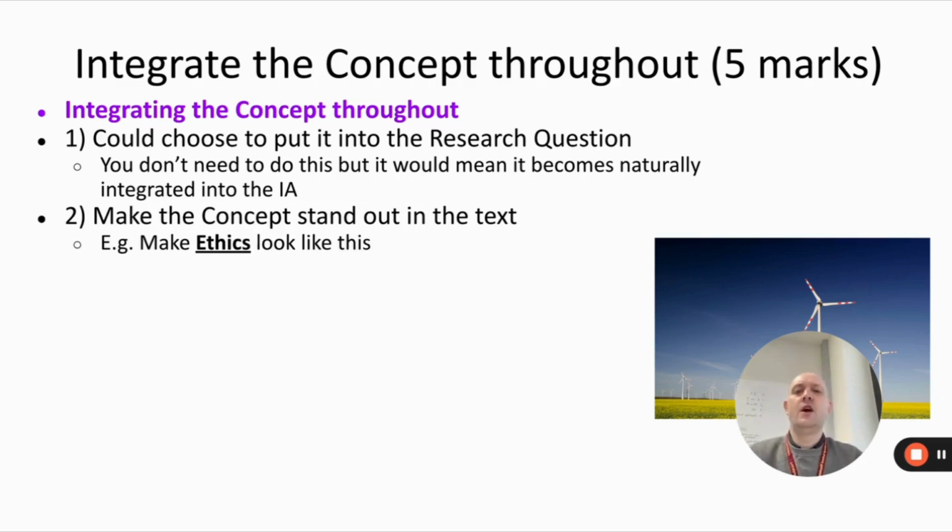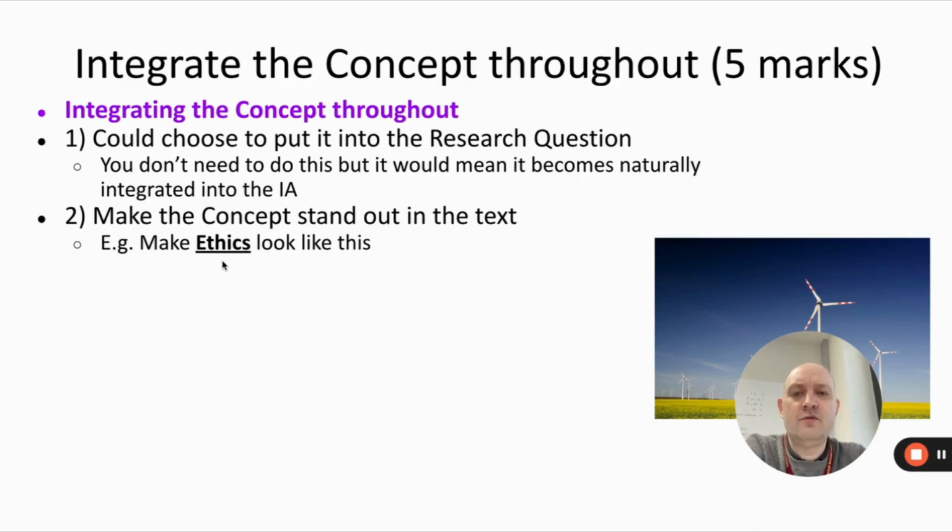The second thing is I would make the concept stand out in the text. What I mean by that is in your IA of 1,800 words, every time you write that concept or a variation of that concept, make it stand out. So you could bold it, you could underline it. What you're basically doing is, firstly, you're communicating with yourself that you're using the concept because you have to use it. Secondly, you're communicating with the reader: I'm using a concept. I know what I'm doing. I know what the rubric is. And again, it just makes you look like you're being professional and you know what you're talking about.